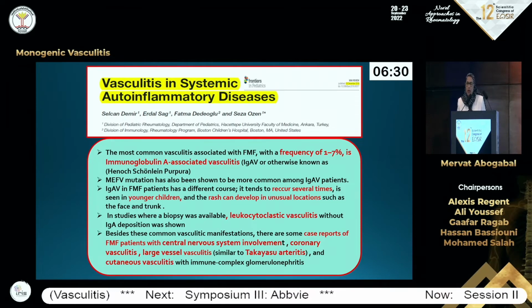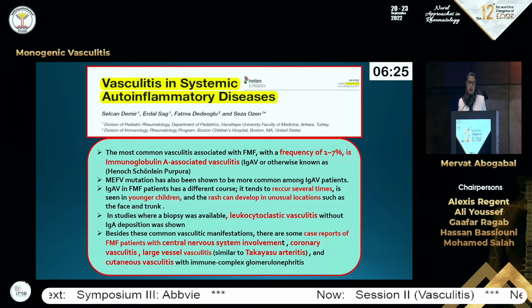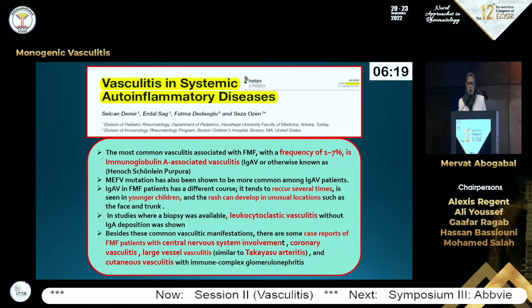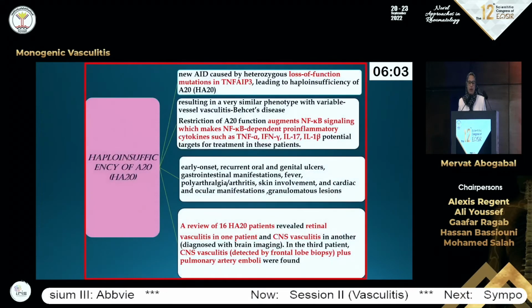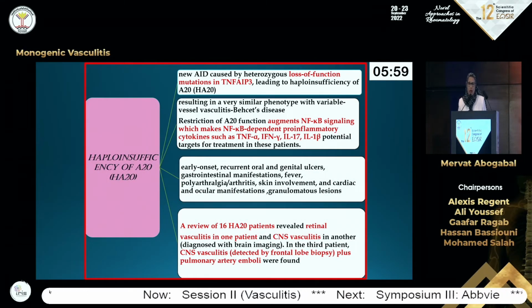By the way, polyarteritis nodosa is not the only vasculitis associated with familial Mediterranean fever. In 1 to 7% of cases, there is Henoch-Schönlein purpura. In other cases, leukocytoclastic vasculitis was reported. There are other case reports with familial Mediterranean fever, like coronary vasculitis, large vessel vasculitis similar to Takayasu, and cutaneous vasculitis with immune complex glomerulonephritis.